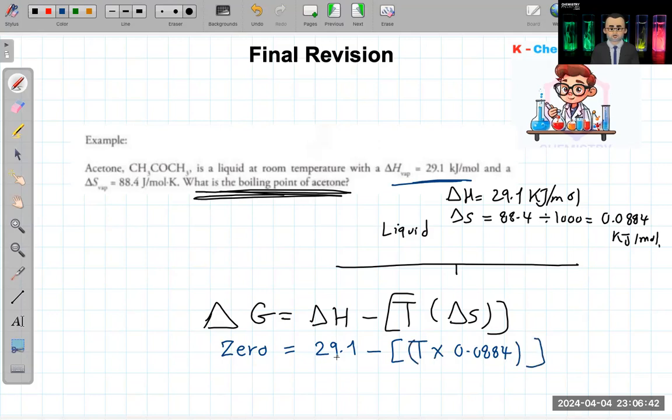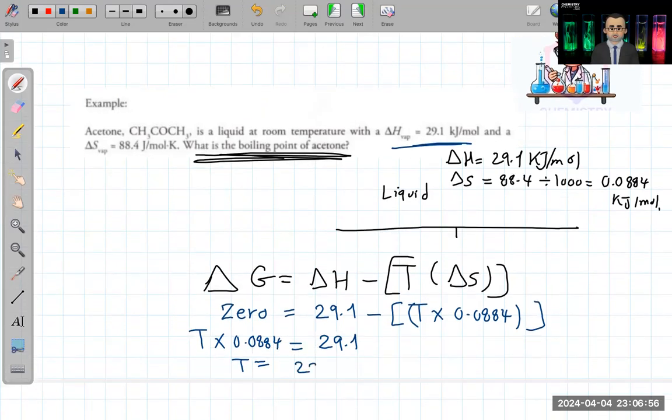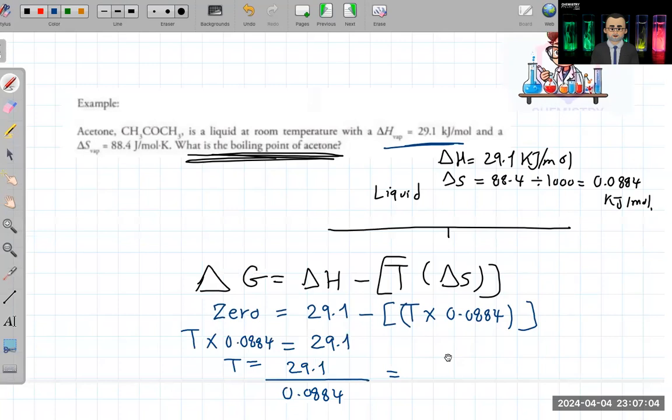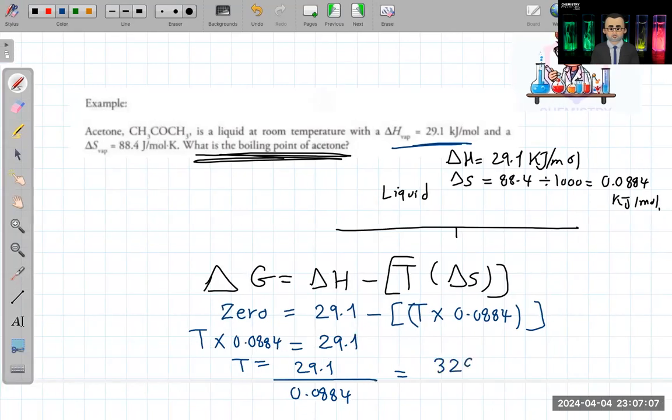Then I will put this one on the other side. So 29.1 equal to this one, put it on the other side. So T multiplied by 0.0884. Then T is equal to what? 29.1 divided by, put this one down, 0.0884. If I solve, I will get T is equal to 329. What will be the unit?